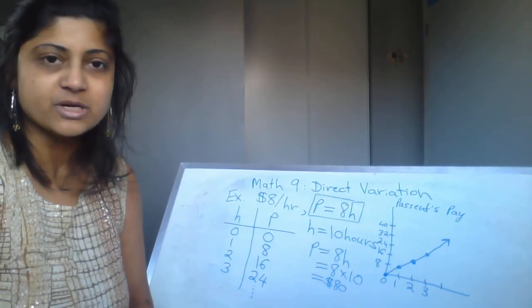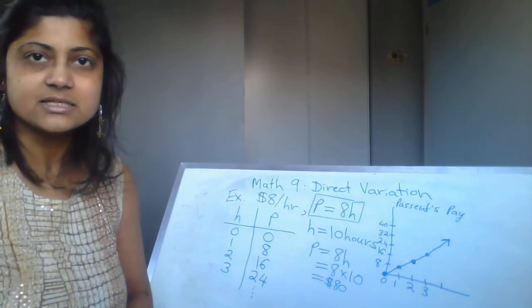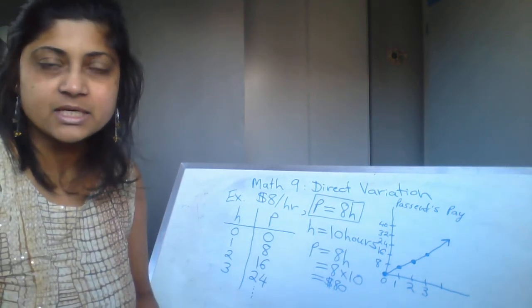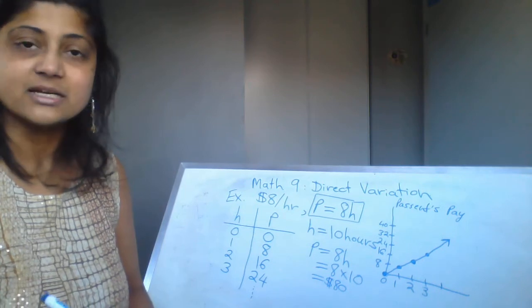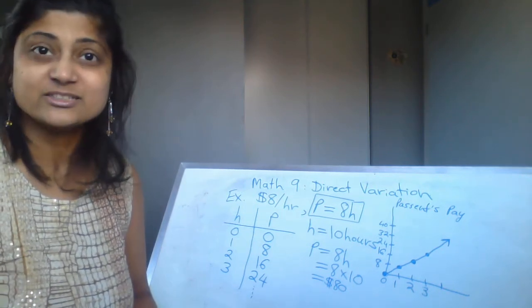And I can see it's a direct variation. It's starting at 0, 0. And like I said, it's a linear relationship and it's going to be a straight line that is increasing. Are there any questions there? Okay, so that looks good.